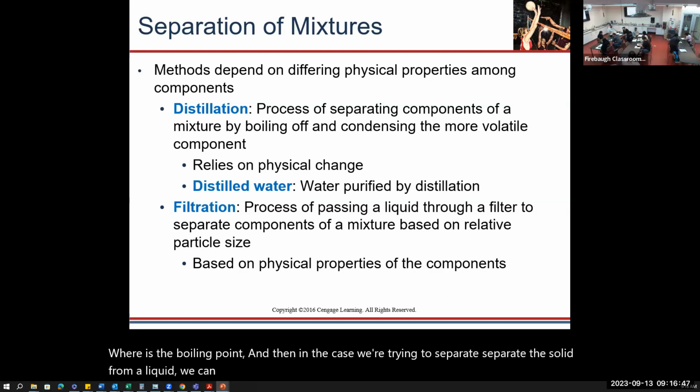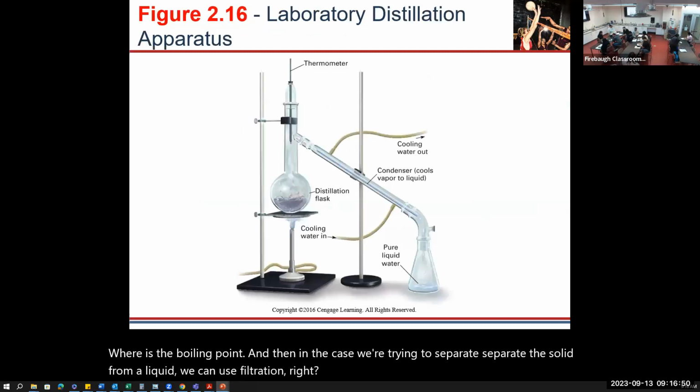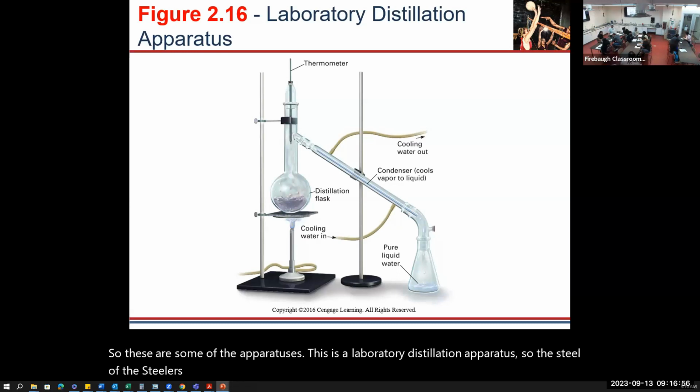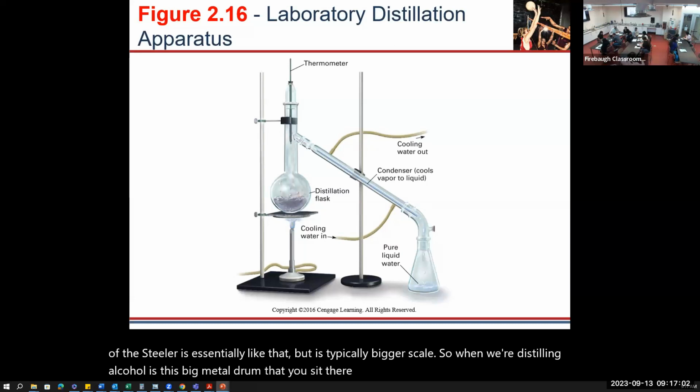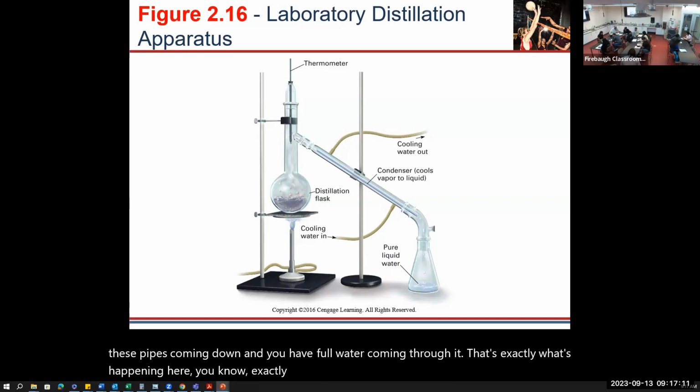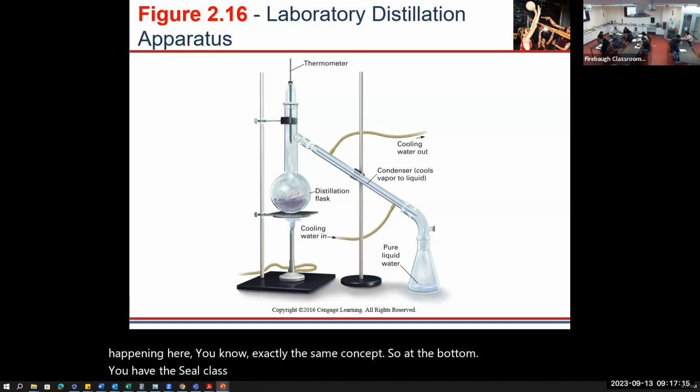So these are some of the apparatuses. This is a laboratory distillation apparatus. A distiller is essentially like that, but typically on a bigger scale. When we're distilling alcohol, it's a big metal drum that you heat up, with pipes coming down and cool water coming through. That's exactly the same concept. At the bottom, you have the distilling flask where you put the solution you need distilled. You have your Bunsen burner.